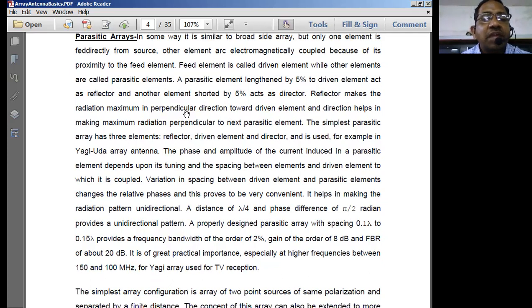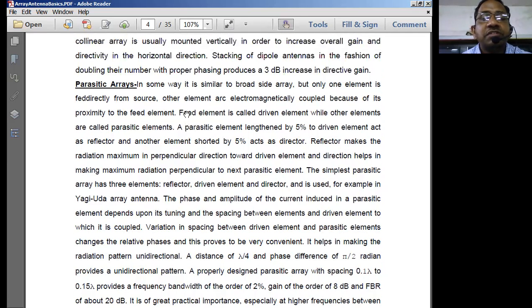Examples of parasitic arrays are parabolic antennas, and Yagi-Uda antennas are very popular in this regard. The feed element is called the driven element, while the other elements are called parasitic elements.